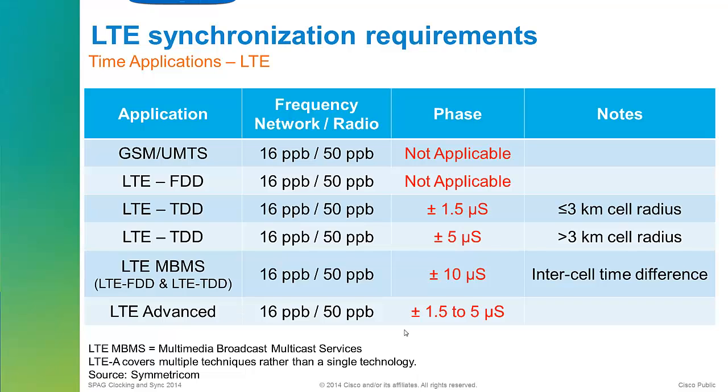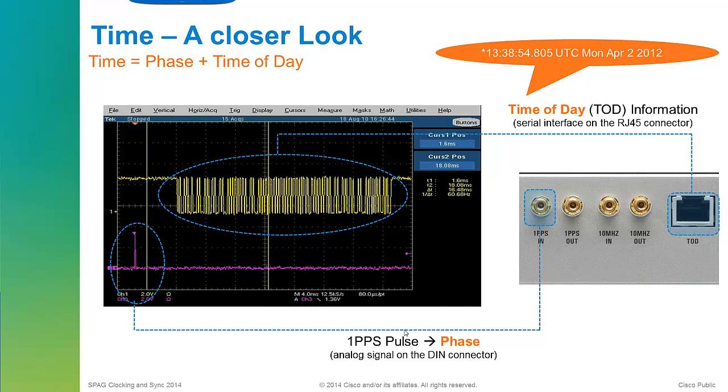Now we showed this slide before. There are some applications where we need phase. Here I'm talking about particular radio technologies, LTE and LTE Advanced and TDD. But there are quite a few other ones that require phase synchronization as well. But whatever the application you're interested in, you'd really have to just understand what your frequency synchronization and your phase synchronization requirements are, and then design the network to support it. So phase and time of day sort of go together.